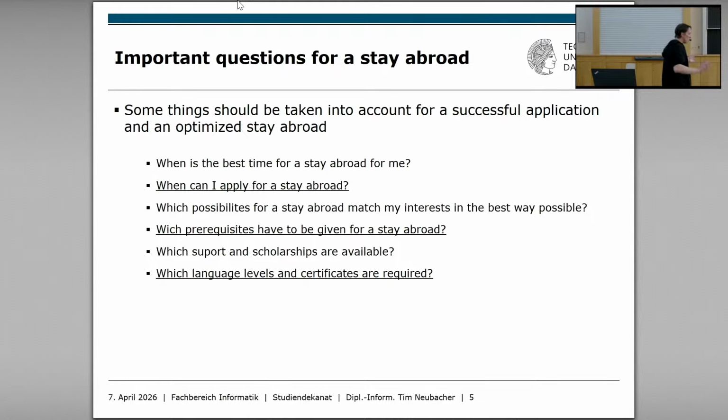So we already talked about the options and potential reasons. So let's assume you decided you want to stay abroad. There are good reasons. I'm interested. First of all, you should ask yourself the question, what's the best time for me under the constraints to stay abroad? So, planning ahead.